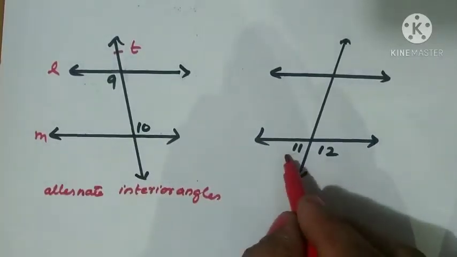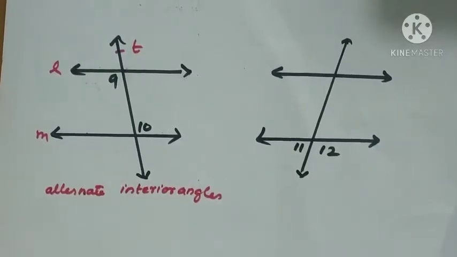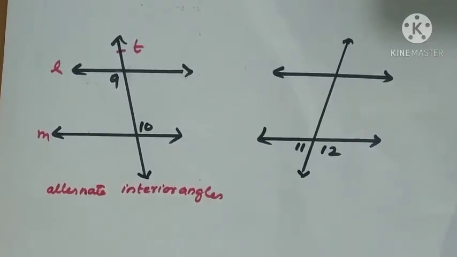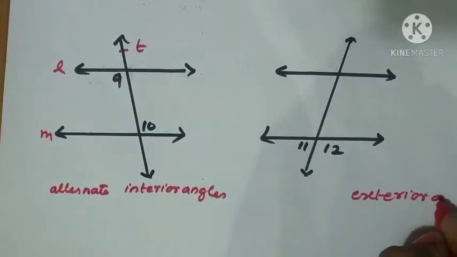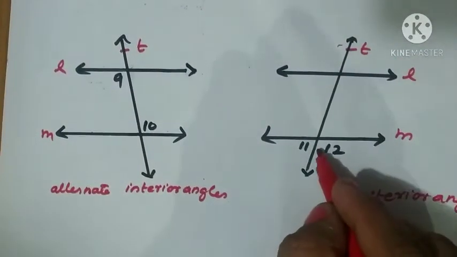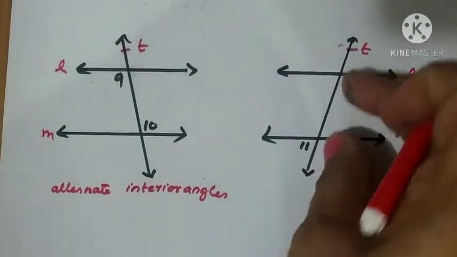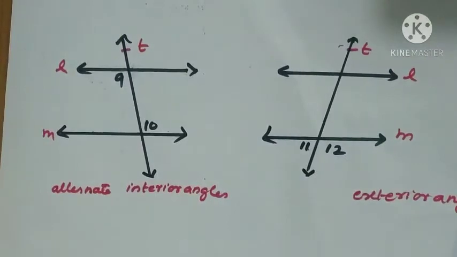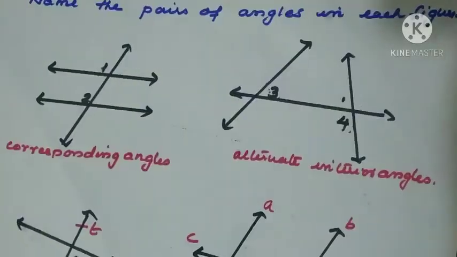Okay. Now what can you say about 11 and 12? Naturally, the answer children usually give when we ask this question is adjacent angles. But based on the pair of angles formed when cut by a transversal, these two are exterior angles. See, T again, L and M. So 11 and 12 are formed outside the lines only. The common portion, that is the interior portion, is not touched by them. So these are called exterior angles only. I hope you understood this concept very well.